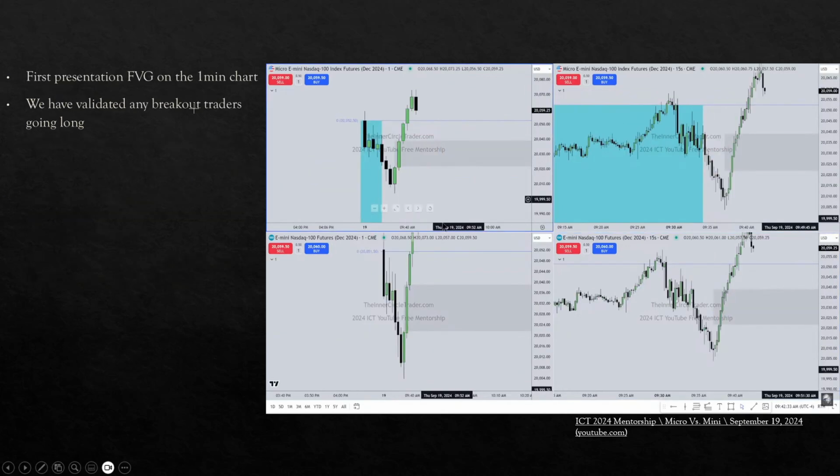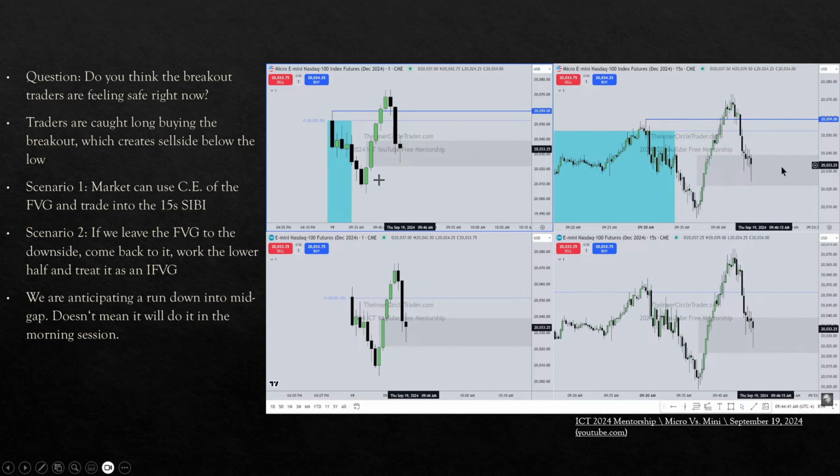Again, the first presentation fair value gap on the 1 minute chart is key right here, and you can see the idea from ICT has already played out. We took out the intraday high right here, and we have validated any breakout traders who were going long above this high. So this is setting up a retail trap.